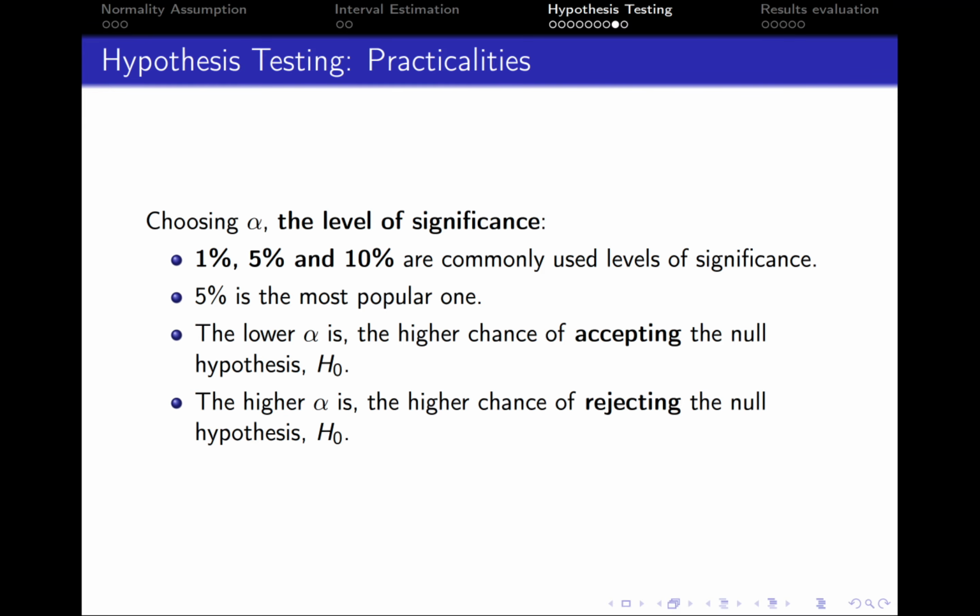The lower the significance level you choose, the higher the chance of accepting the null hypothesis, right? Not being able to reject it. On the other hand, the higher the level of significance you choose, the higher the chance of rejecting the null hypothesis. So it's up to you to decide whether you want to be very strict, then you should choose a 1% significance level, or if you don't want to be too strict, then you can choose 10%. However, to be on the safe side, I recommend you use a 5% significance level.